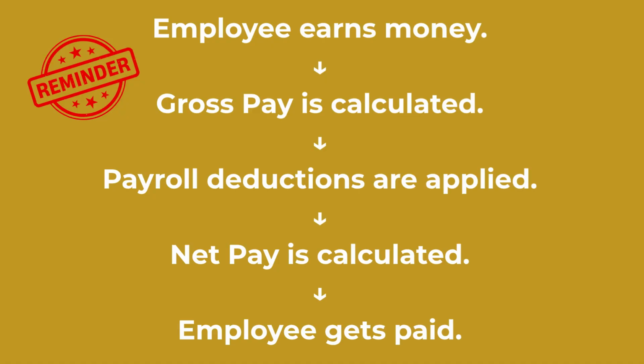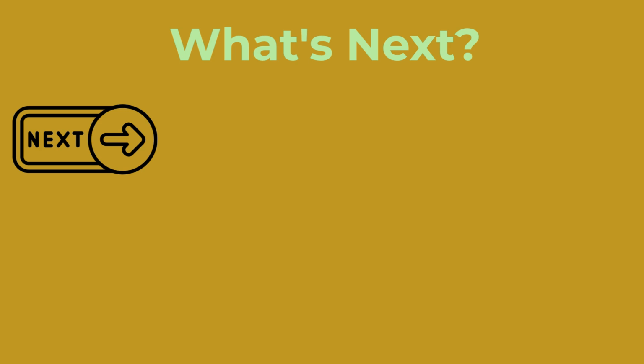Remember the sequence whenever you process payroll. The employee earns money. Gross pay is calculated. Next, payroll deductions are applied. Then net pay is calculated. The employee then gets paid. If you understand the process, you've mastered one of the core building blocks of payroll.